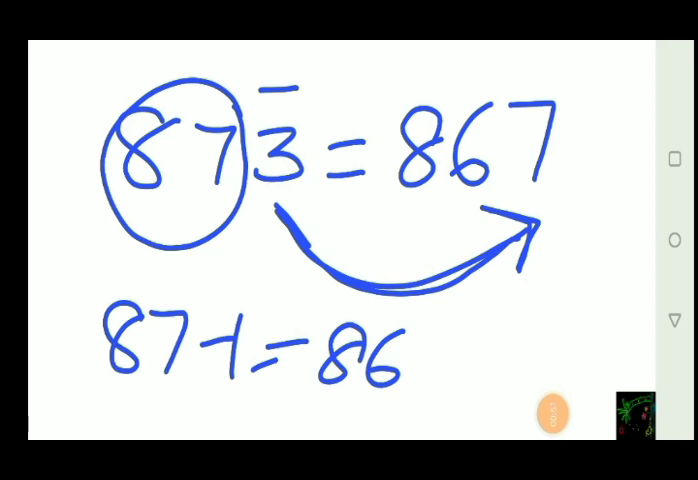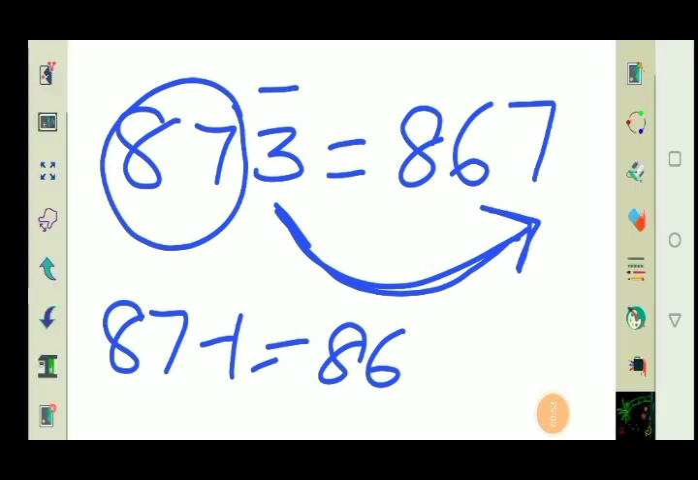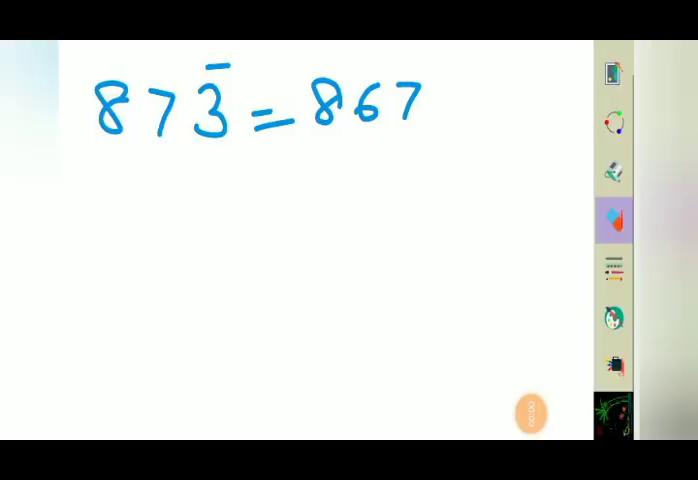Right? Next take another example and below the base. I keep the number here. When we were having bar at 3 only, we are getting 867, right?